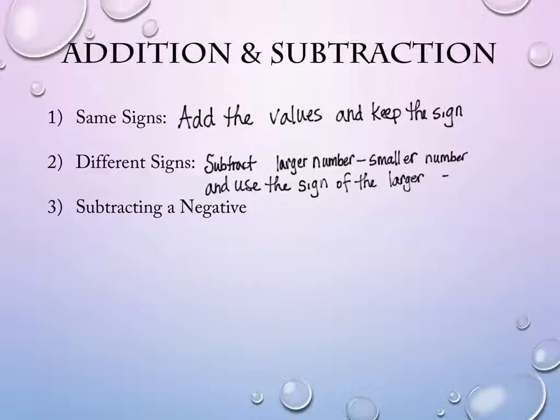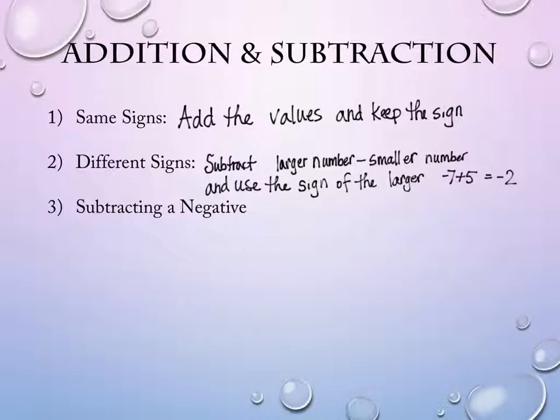So for example, if I had negative 7 plus 5, they're different signs. 7's negative, 5's positive, correct? So ignore the signs. If I just think about the 7 and the 5 and I subtract them, what do I get? I get 2, and then I use the sign for the larger value. The sign of the larger value, 7, is a negative. So this gives me negative 2.